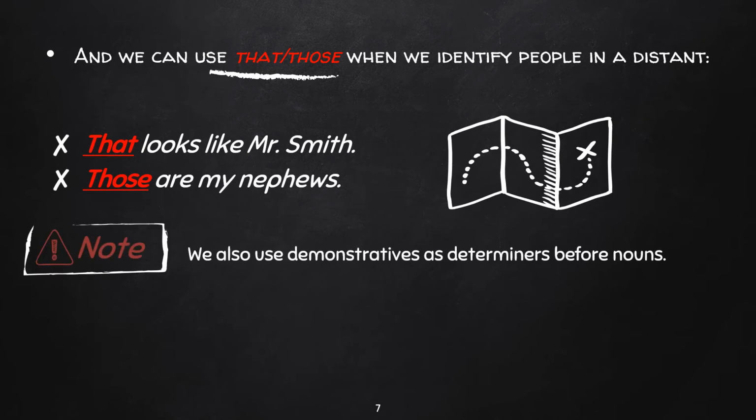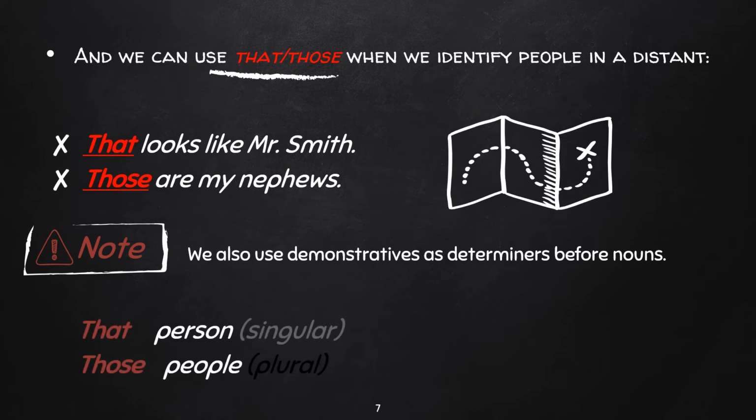Note here that we also use demonstratives as determiners before nouns. For example, that person or those people. Determiners are words that precede the nouns. One of the types of determiners are demonstratives. So in the example here, that and those are determiners.